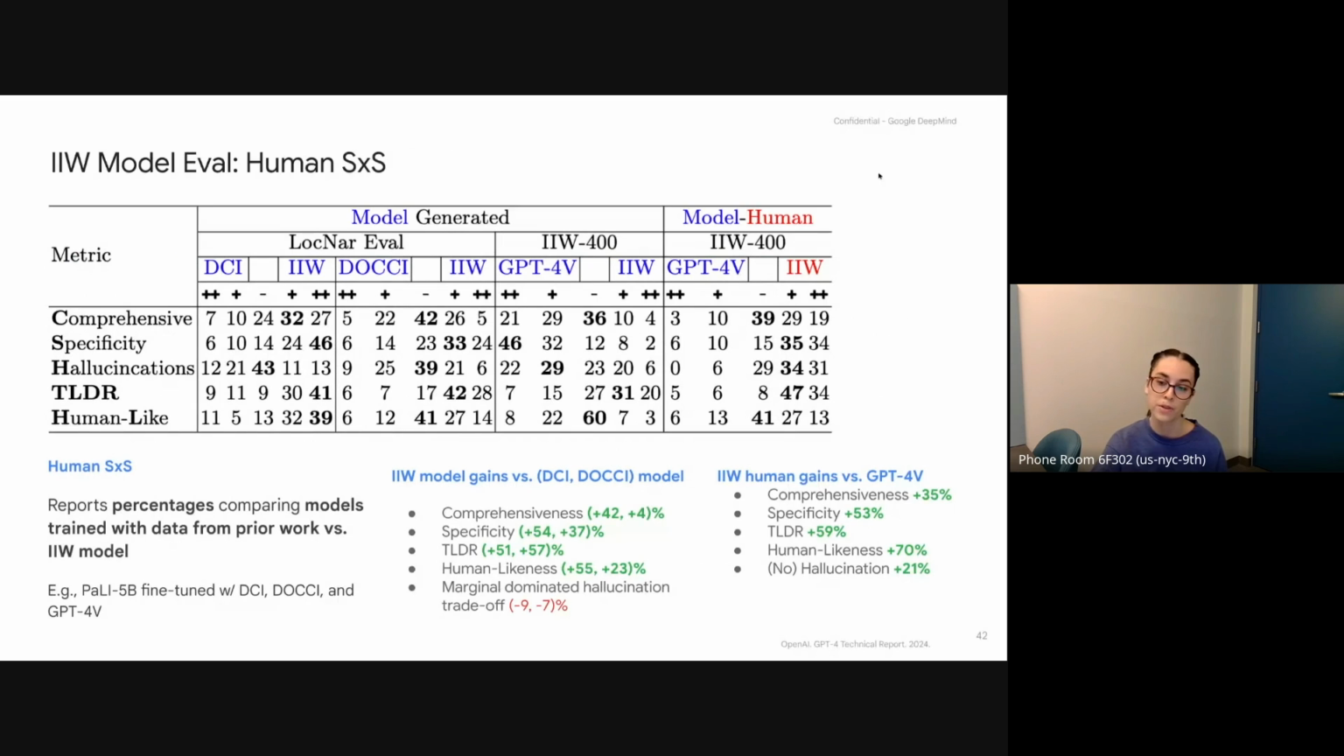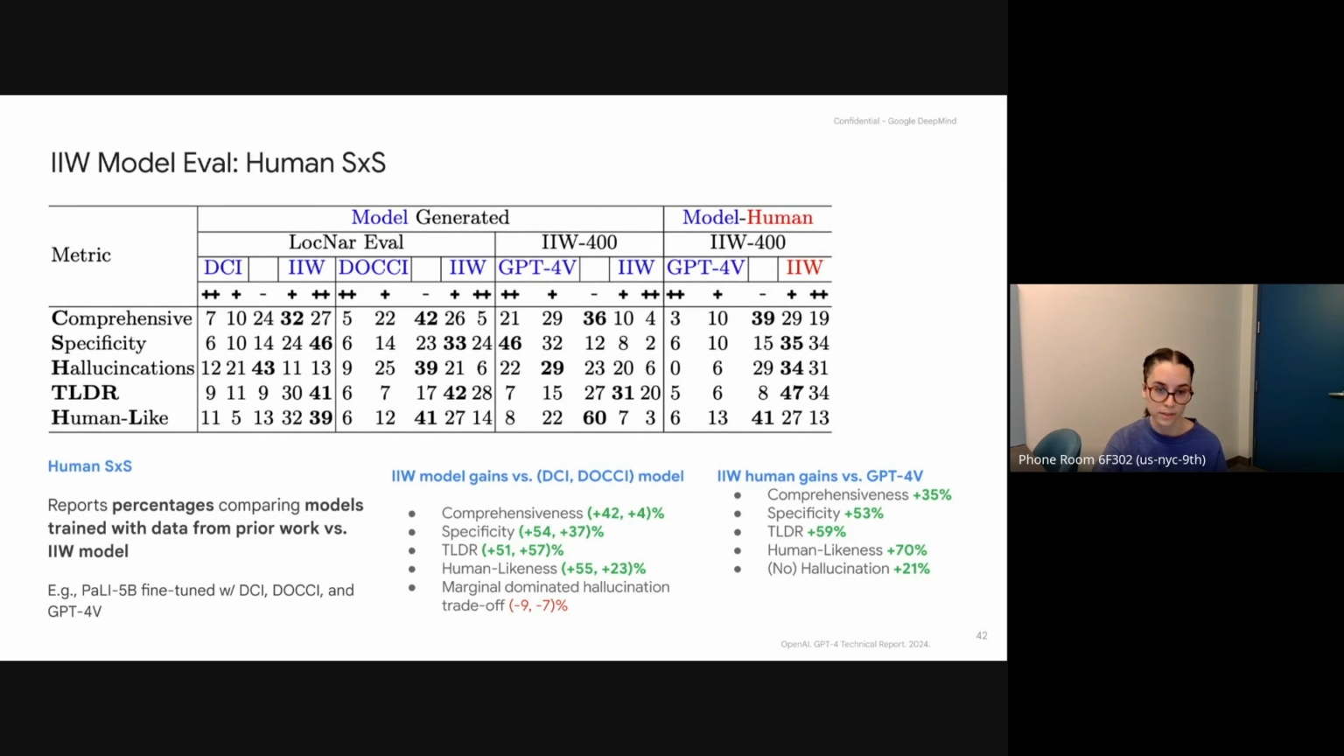So starting again with the human side-by-side evaluation, we're now comparing our fine-tuned ImageInWords model to those fine-tuned with DCI or Docci, and we also compare to GPT-4V for a more recent comparison. And you can see, again, very similar to the human author data, we make really large gains still with our fine-tuned model versus DCI and Docci models.